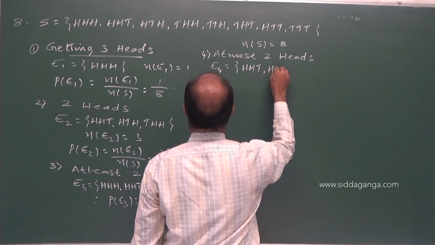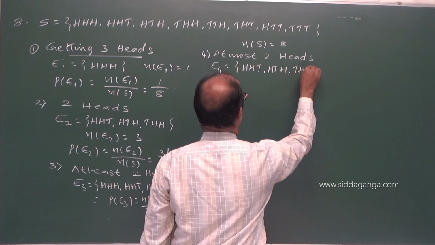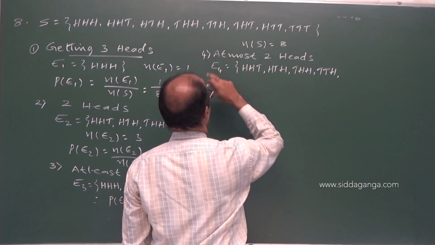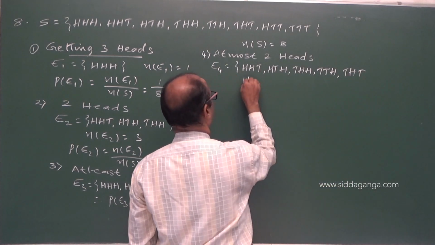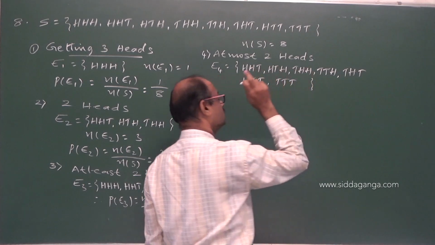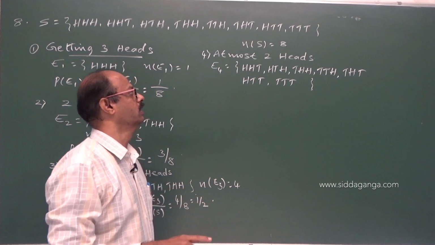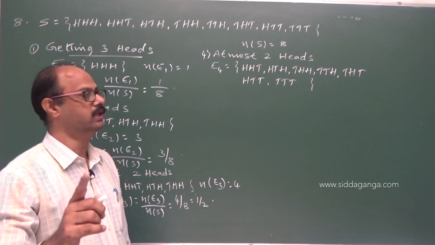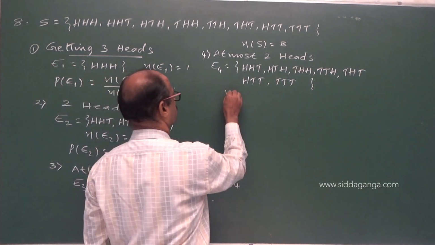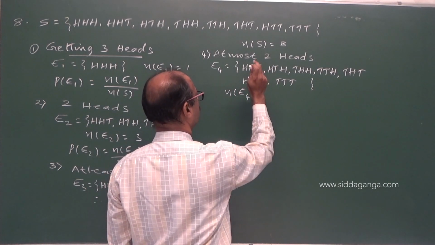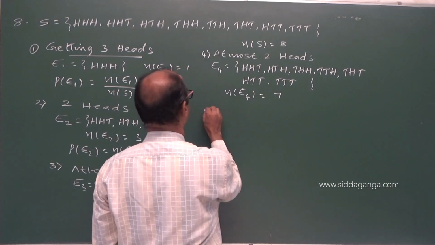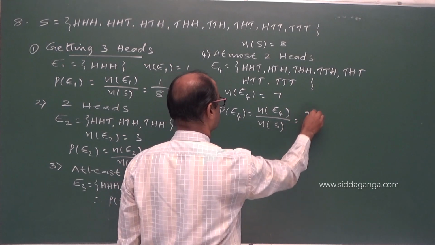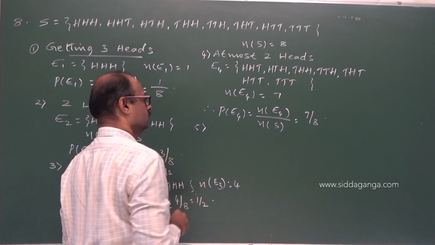So this is H T H. Next, T H H, T T H, T T H, T H T, H T T, T T T. So the one without heads should also be written. There can be one head, there can be two heads. So at most 2 heads means you should start from 0 heads up to 2 heads. So this is n of E4 is equal to 1, 2, 3, 4, 5, 6, 7. Therefore, P of E4 is equal to n of E4 divided by n of S. That is 7 divided by 8. 7 by 8.